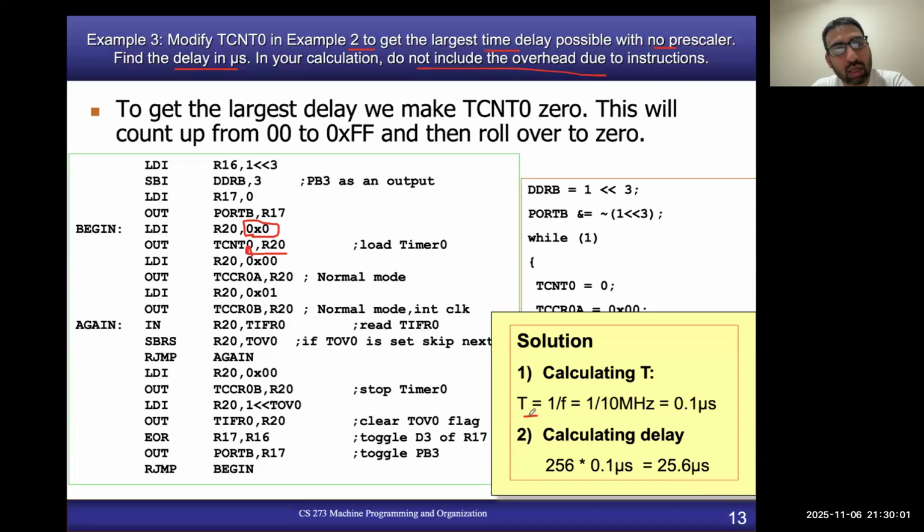We know the frequency is 10 megahertz, so the time period will be 0.1 microsecond. How many clock cycles will be consumed before you actually have the overflow? 256. 256 times 0.1 gives you 25.6 microseconds. So this will be the delay before the overflow happens.